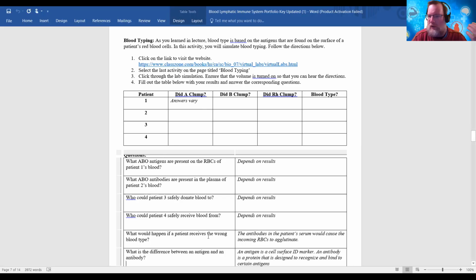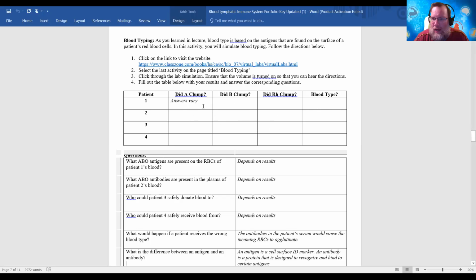It's fairly straightforward. Now the RH, they also call anti-D. If that one clumps, then it's RH positive. Positive for clumping means RH positive. So if you have no clumping in A or B, but you do have clumping in RH, then you'd have an O positive blood type, for instance.